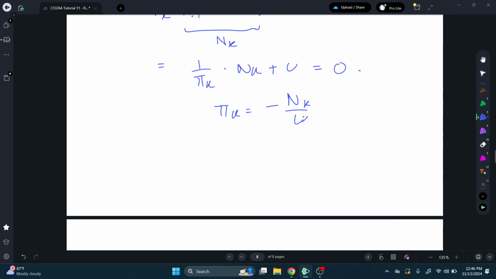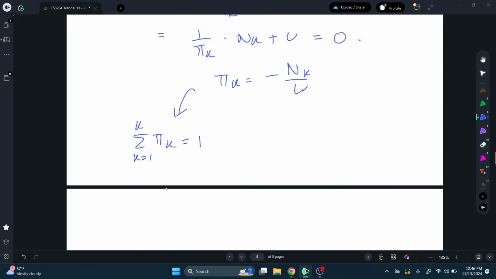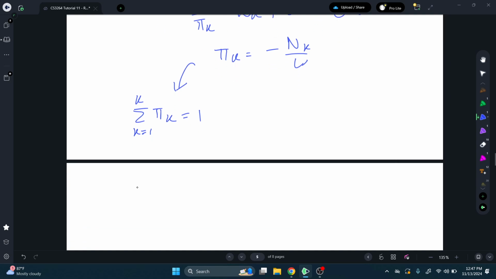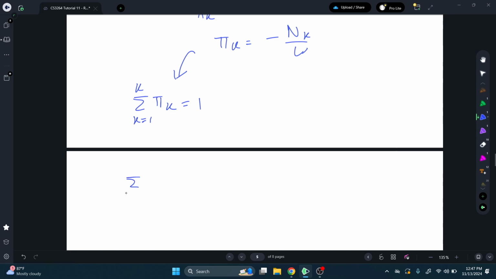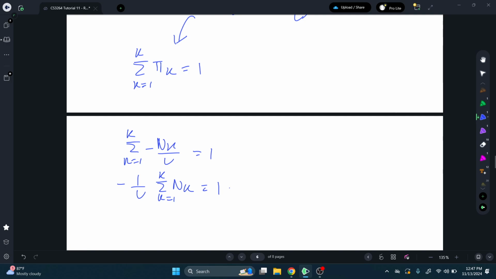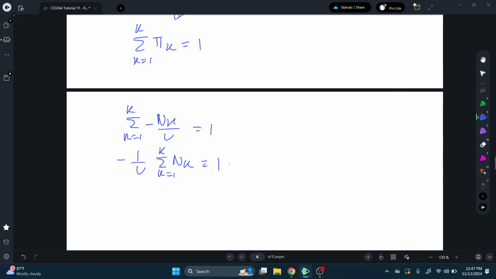Once I get this pi k, I can eliminate the Lagrangian multiplier by inserting it into the constraint. I notice that the sum of all pi k's must be equal to 1. So I'll plug this in. This part, I want to sum this up: negative nk over nu must be equal to 1. This nu doesn't depend on the k, so I can just take this outside. So notice here that nk is how many data points are assigned k. If I sum this up over every single possible mixture, then this will give me how many data points there are in total. So now this will just be your negative n over nu.